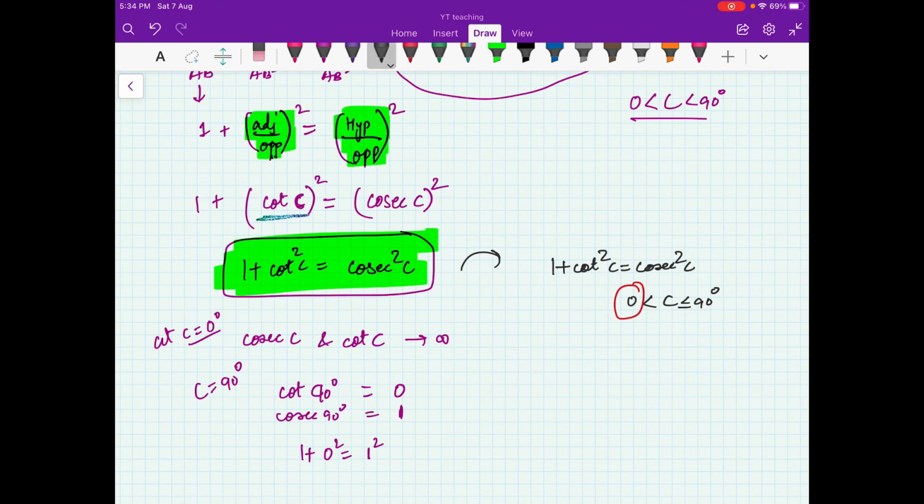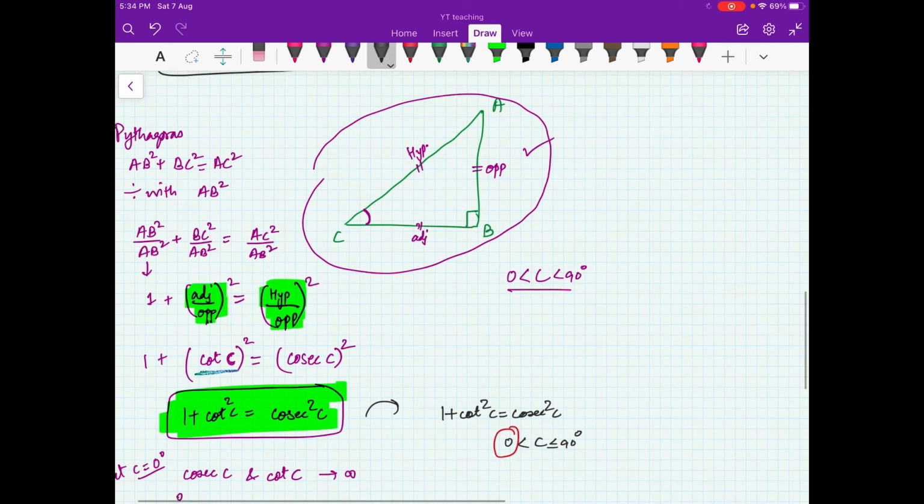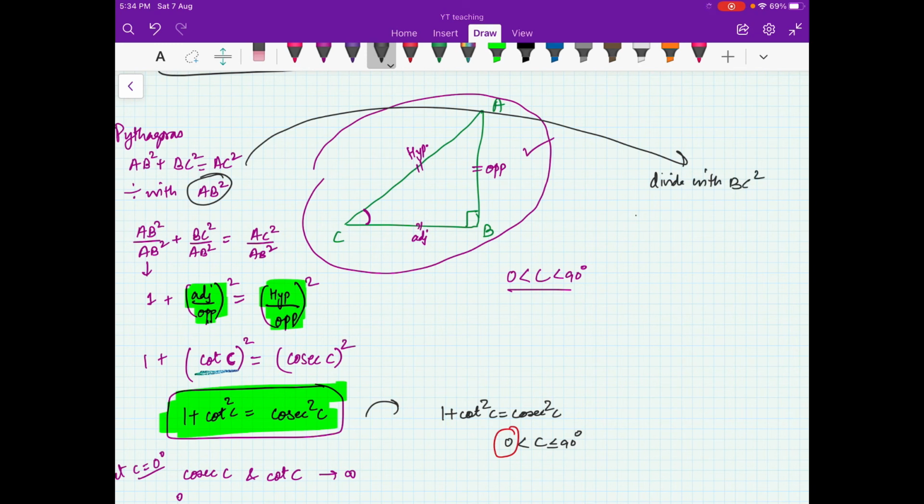Now there is this last one, so we can do it from here itself. Here I divided with AB square. Now what will happen if I divide with BC square? So what will happen? AB square upon BC square plus BC square upon BC square is equal to AC square upon BC square. Right? Now what is AB? AB is opposite upon BC which is your adjacent, squared, plus 1 is equal to AC which is your hypotenuse upon BC which is your adjacent, squared.